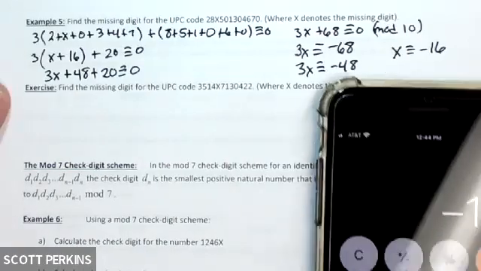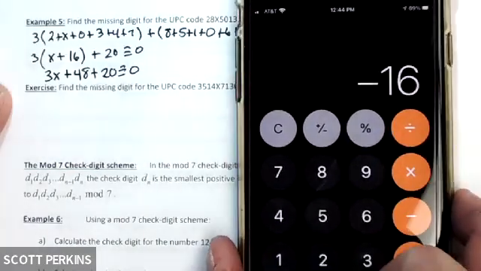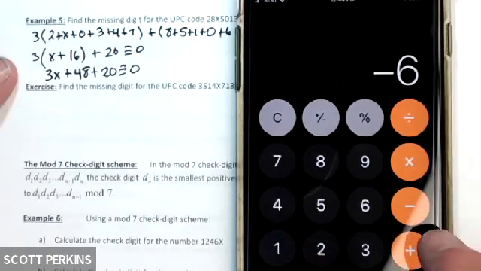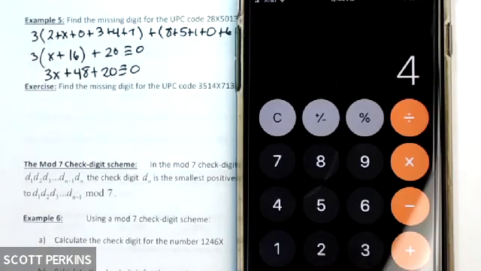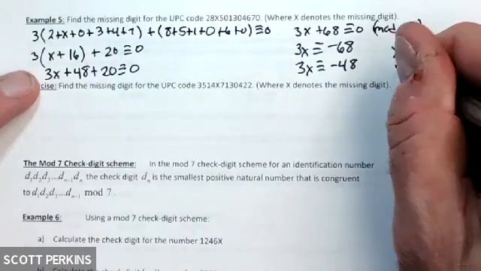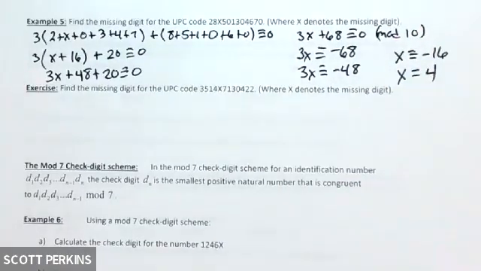So I'm going to take that negative 16 and I'm going to add 10 to it until I figure out what the congruence class is. So I add 10, I get negative 6. That's not quite right. So I add 10 again, I get 4. There it is. That's the one. And so the value of X that makes that a legitimate UPC code is 4.